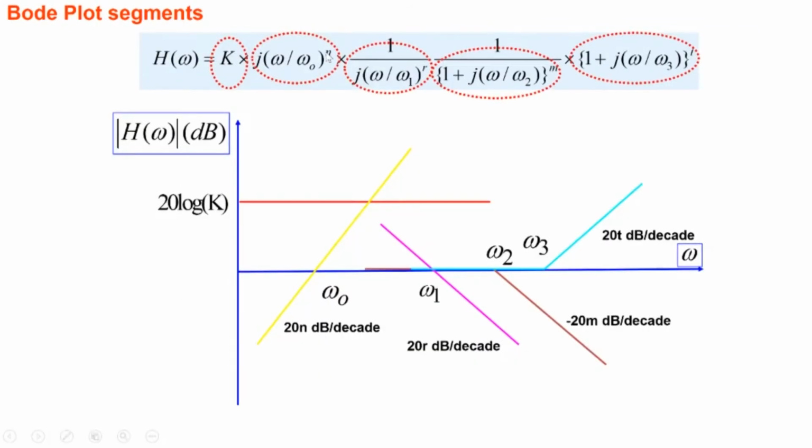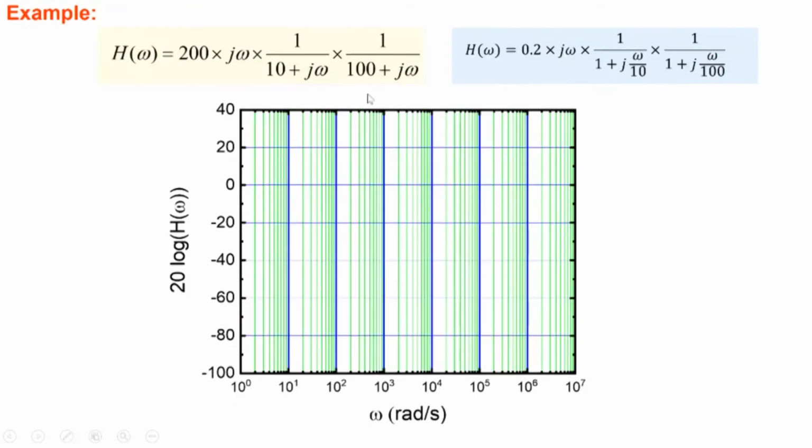j omega by omega naught to the power n, 1 plus j omega by omega 2. Note that 1 here, and similarly 1 here, so cast it in this particular form. For this 10 plus j omega, we'll factor 10 out, so it becomes 1 plus j omega by 10. We'll take 100 out, so it becomes 1 plus j omega by 100. And this term is j omega by 1. Then combine all those factors that you took out into one single term. So we now have 4 terms, 1, 2, 3, 4, and each one of them you have to sketch out.